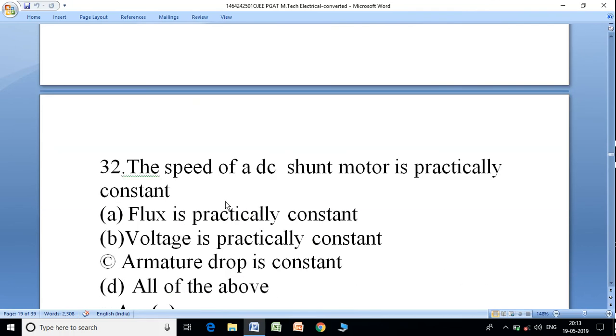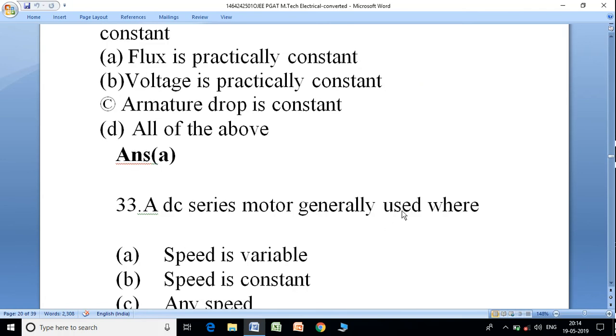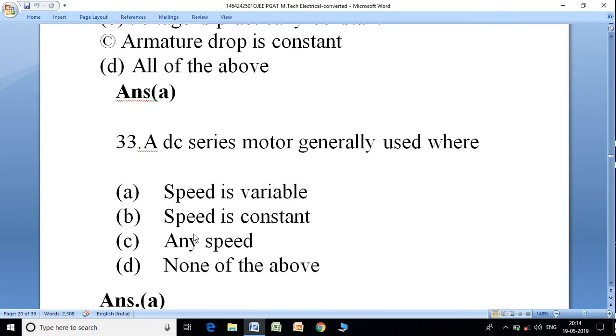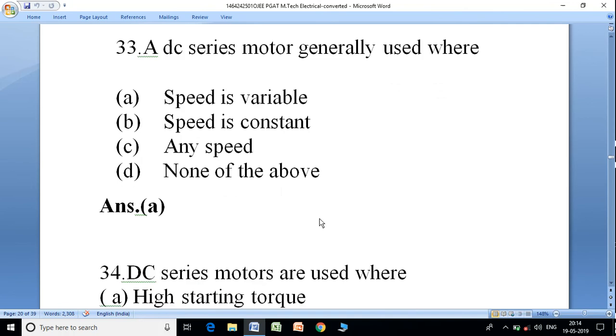So next question. The speed of a DC shunt motor is practically constant because flux is practically constant, and the speed is directly proportional to flux. Therefore, the DC shunt motor is practically a constant speed motor. A DC series motor is generally used where speed is variable, constant, or any speed. So answer A is the correct answer, speed is variable, because a DC series motor is a variable speed motor.